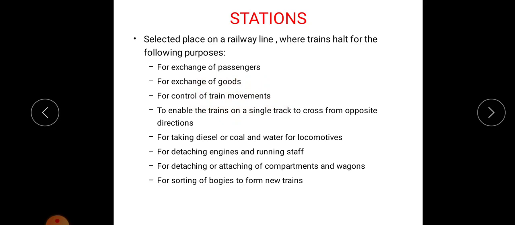Next is for detaching engines and running staff. That is, in order to detach the engines, and also for leaving running staff, we are depending on these railway stations. And for detaching or attaching of compartments and wagons. And a railway station is used for sorting of bogies to form new trains. So all these workings are done on a railway station. So these are the functions of a railway station.